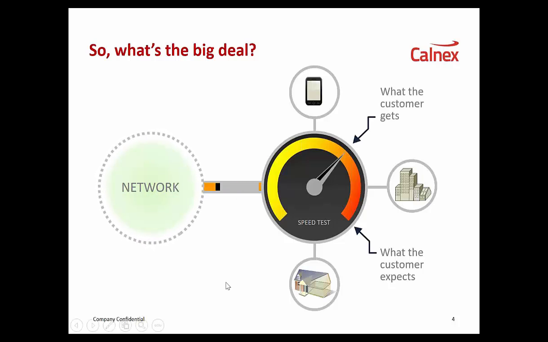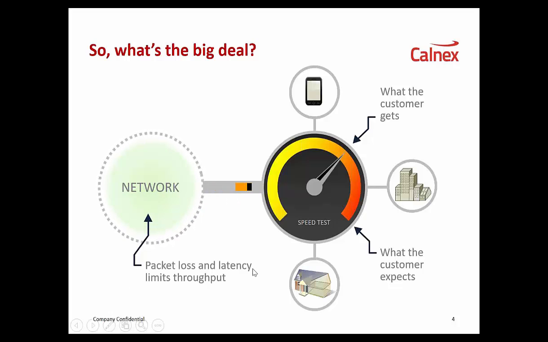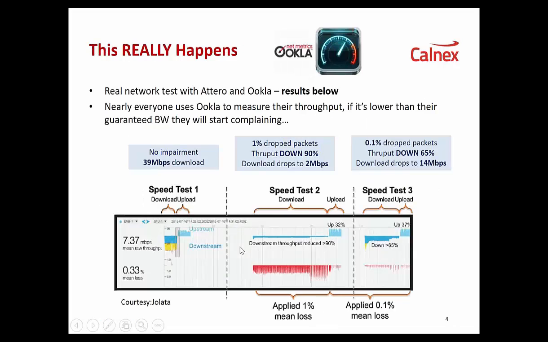Now this is caused by a lot of things, but one of the main drivers for poor quality of experience and poor bandwidth is the packet loss and latency that happens in a network. The reason for this is that the TCP protocol has a windowing mechanism that means that packet loss and latency can affect the amount of bandwidth when TCP protocol is used to transport traffic.